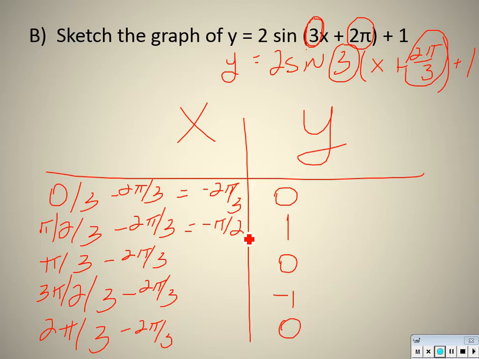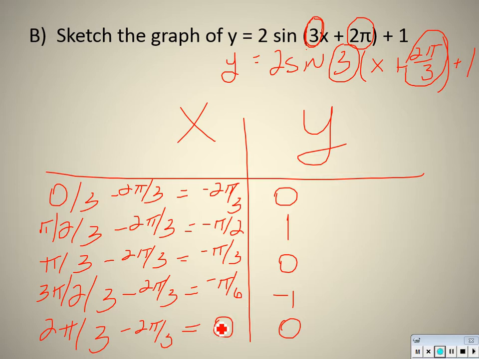Then I have pi divided by 3 is pi over 3, minus 2 pi over 3 is negative pi over 3. Then I have 3 pi over 2 divided by 3, that's pi over 2, minus 2 pi over 3 would be negative pi over 6. And then finally, 2 pi divided by 3 is 2 pi over 3, minus 2 pi over 3 would be 0. So that's the x values.